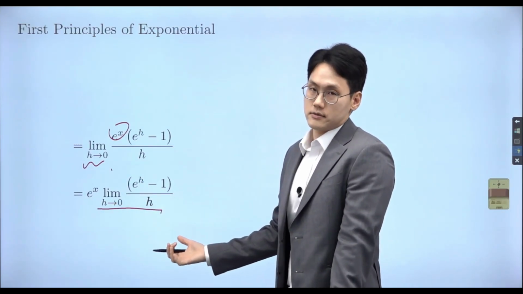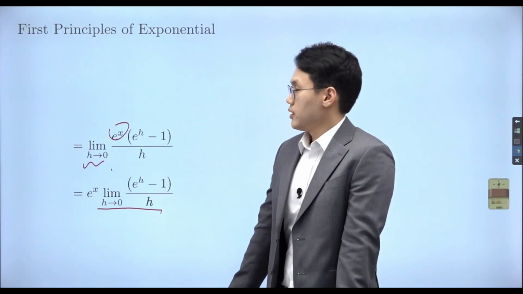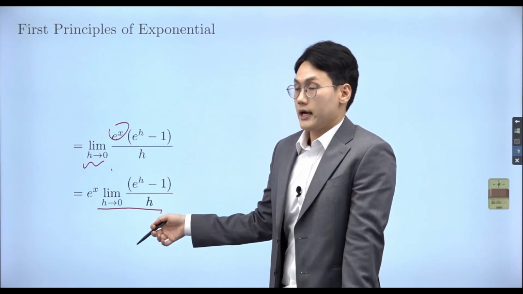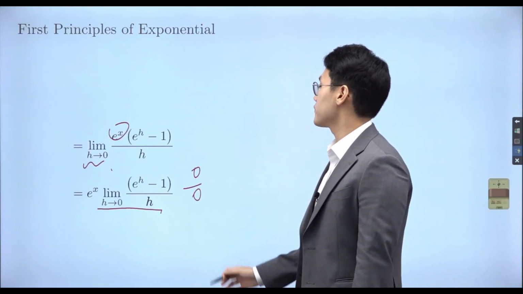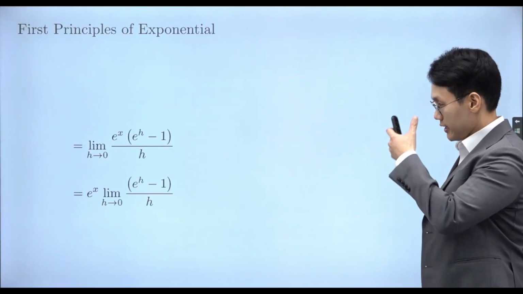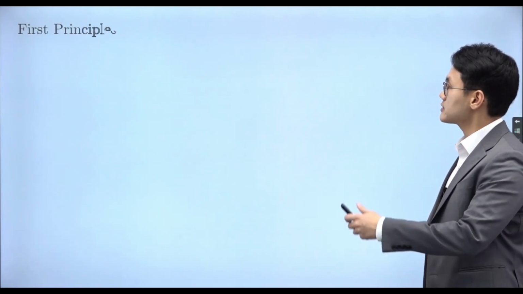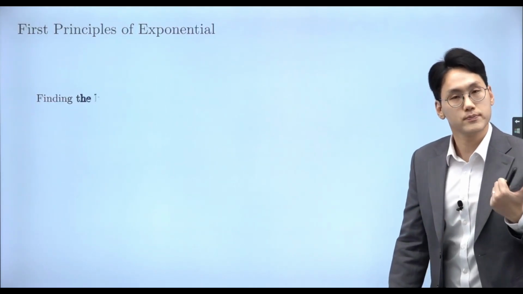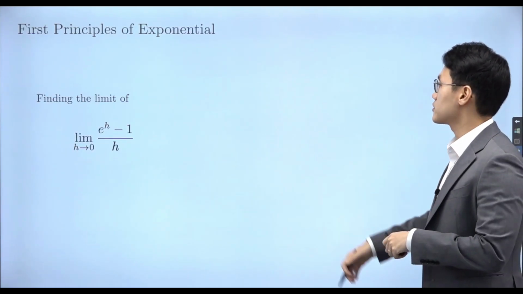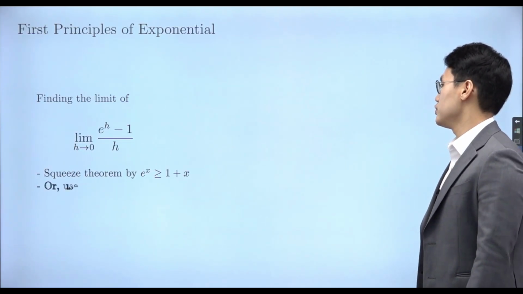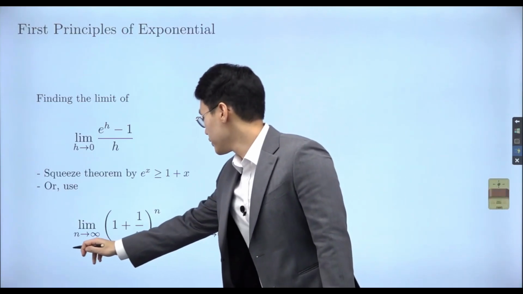My first bet is I'll probably put h to 0. If you put h to 0, e to the power of 0 is 1, and I get 0 over 0. I still get the indeterminate form. I do not like it. So what you want to do is to explore the limit here. Let's see how we can use the limit that we just proved using the boundedness and monotonicity. So we're going to use this variation.